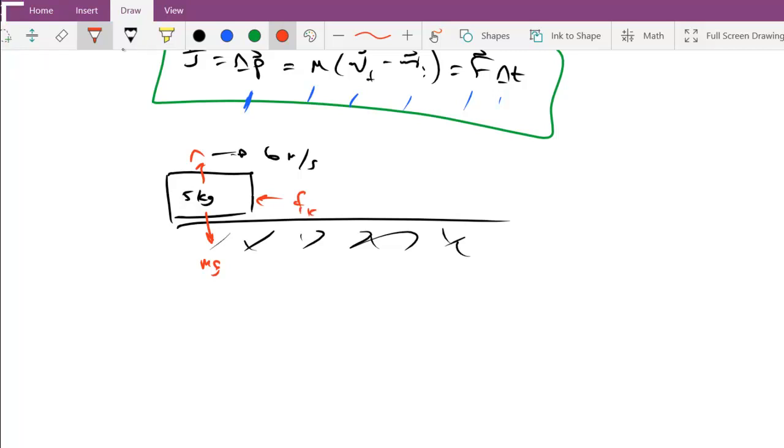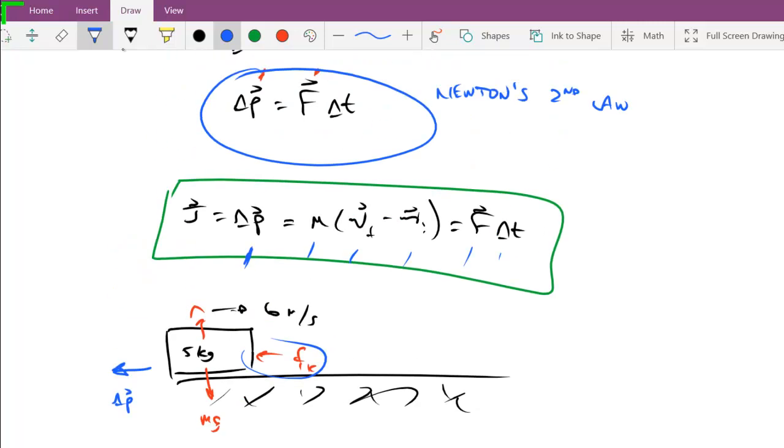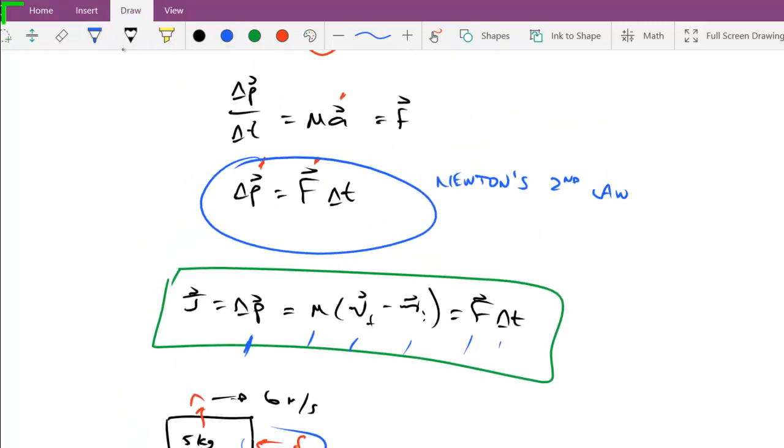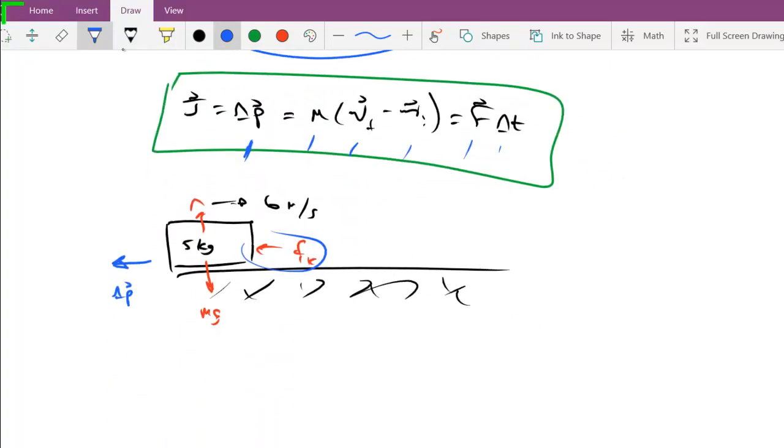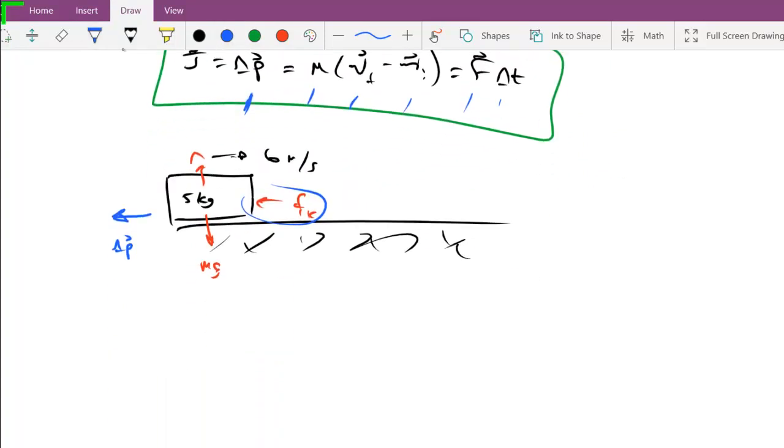And now the change in momentum will be off to the left, correct? So our change in momentum will be back this way, which is the same as the direction of our force, which is causing this change in momentum. Just to clarify, the direction of our change in momentum is the same as the direction of the force. But what is this force?